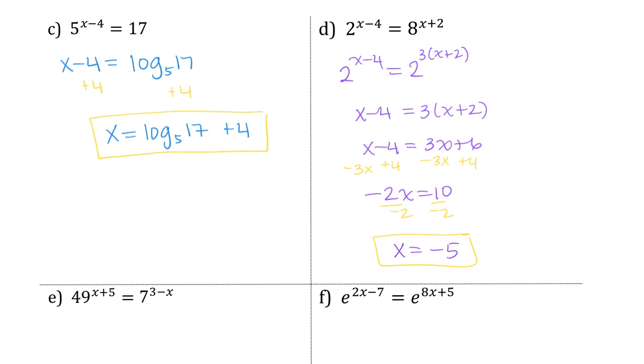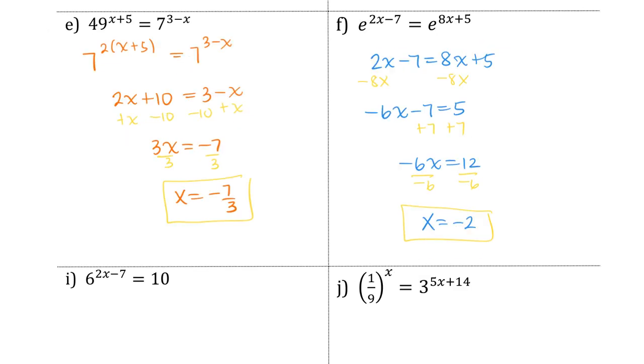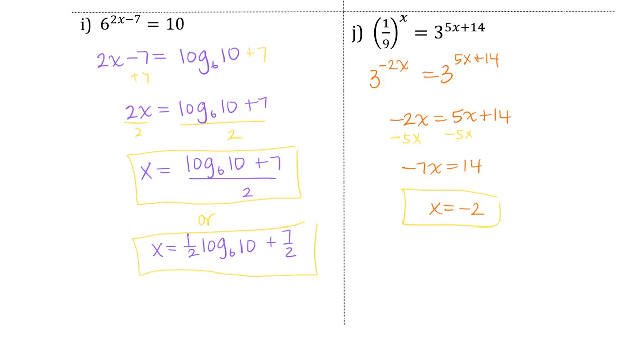For C, I could not rewrite them both with a base of 5, so my answer is x equals log base 5 of 17 plus 4. For D, my answer was x equals -5. For E, I got x equals -7 over 3. For F, I got x equals -2. For G, I got x equals log base 6 of 10 plus 7, the whole thing divided by 2. Or you could write that as x equals 1/2 log base 6 of 10 plus 7 over 2. Either format, equally fine for me. And then for the last one, x equals -2.